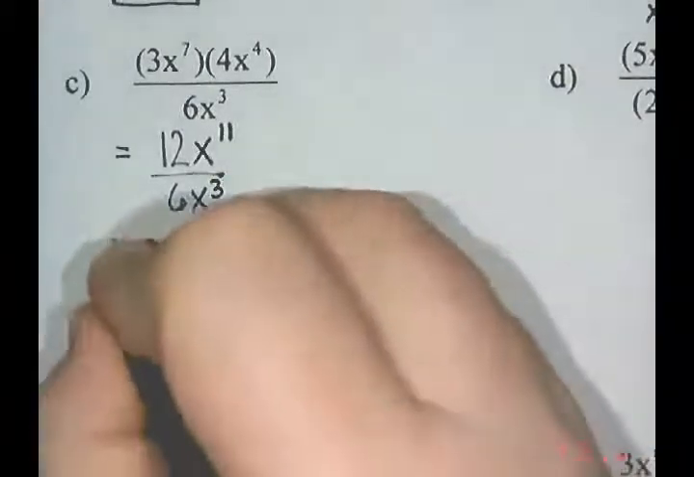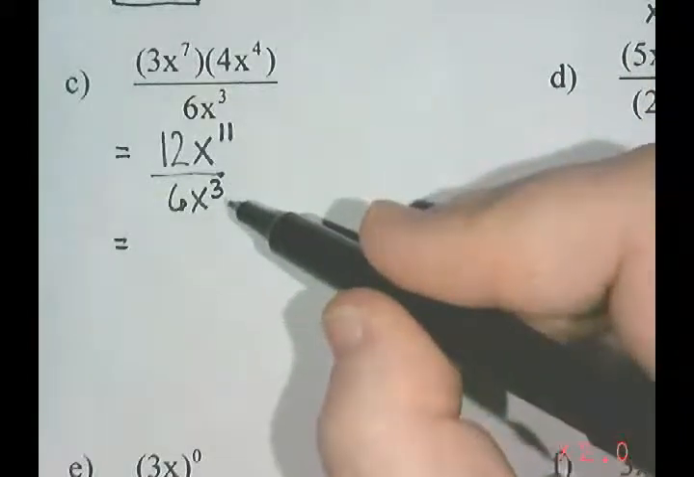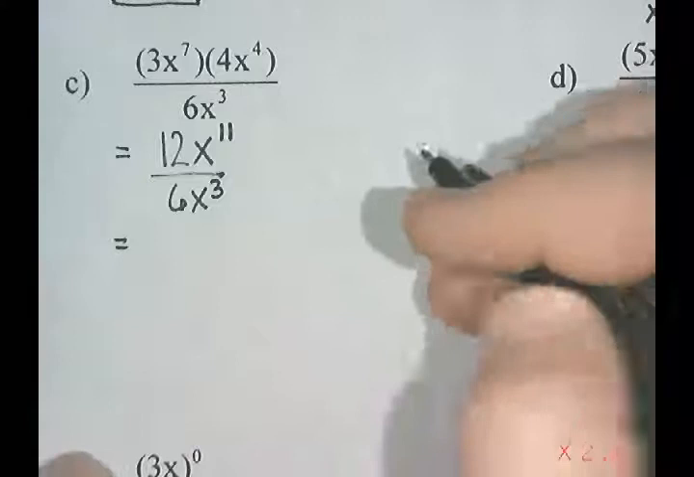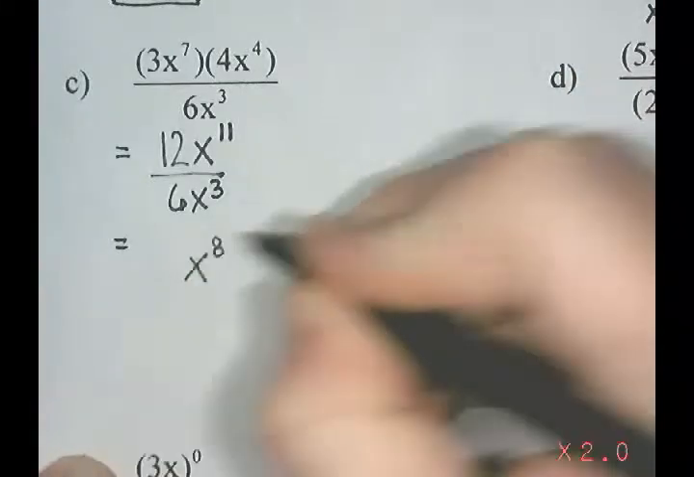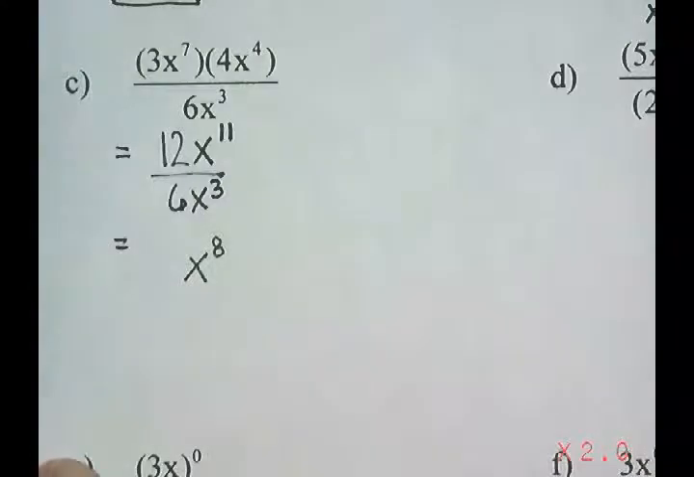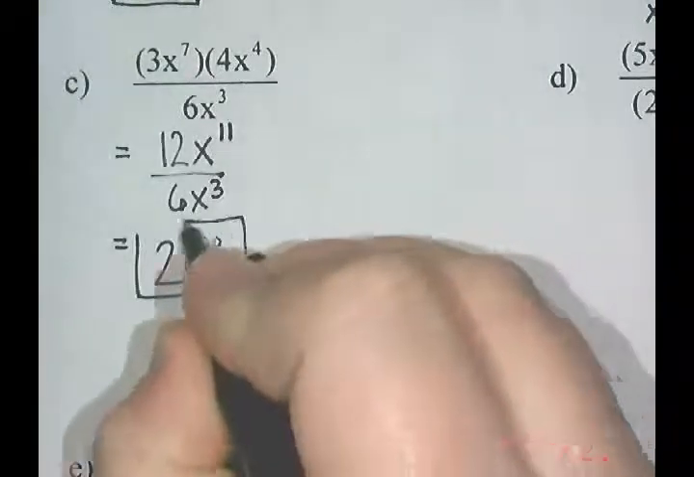On our next step, we are going to divide. So start with the exponents. x to the 11 divided by x to the 3. The rule for this is subtraction. So 11 take away 3 is 8. And then 12 and 6 are not the same base, so I cannot use exponent laws with those. I'm just going to simply divide 12 by 6, which is 2. So my answer here is 2 times x to the power of 8.